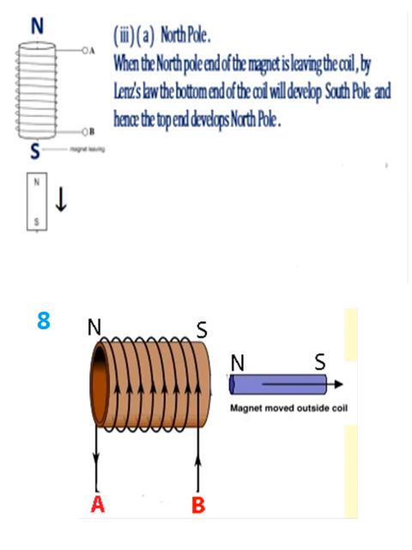This is shown again in diagram 8. When the north pole end of the bar magnet is moving away from the solenoid, the nearer end by Lenz's law becomes south pole and the further end becomes north pole.